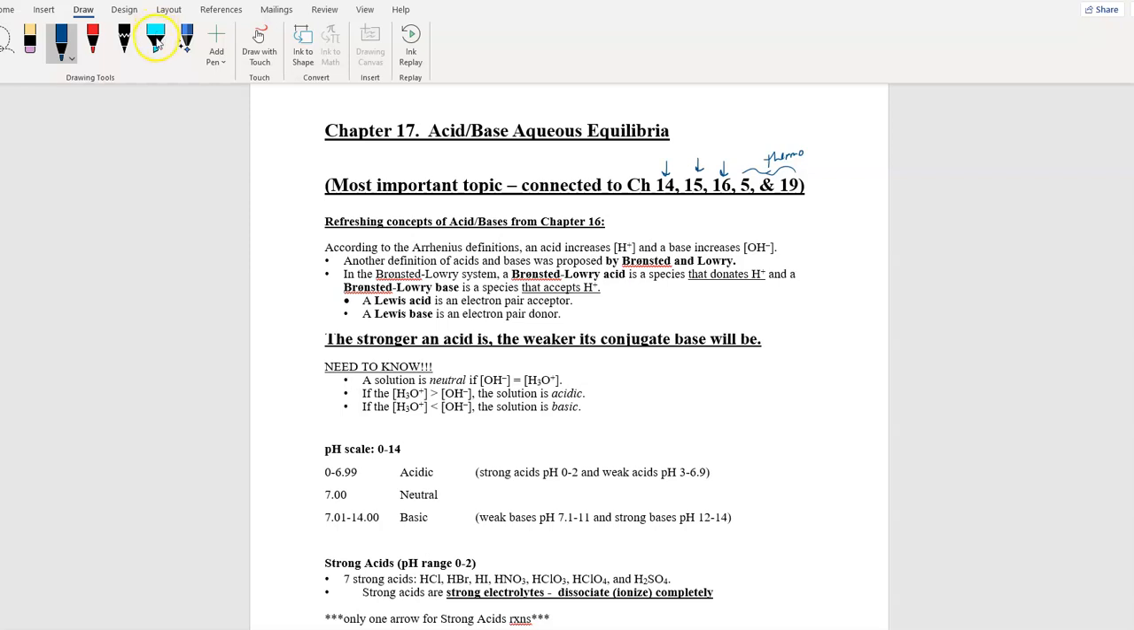Refreshing. According to Arrhenius's definition, it's been a while since I've lectured. So Arrhenius's definition: an acid increases hydrogen and a base increases OH. That's why when you have a balanced equation with a strong acid like HCl, I'm going to produce H and I'm going to produce Cl. According to Arrhenius, I need to be producing H ions. And if it was a base like sodium hydroxide, I need to be producing some hydroxide. So that concentration has to be increasing.